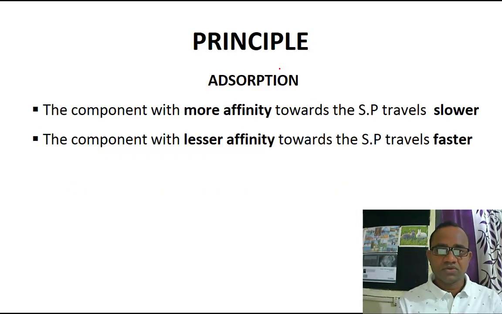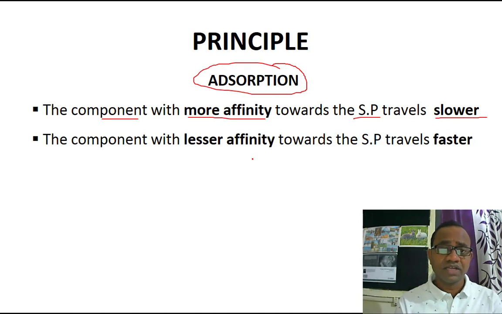Right? The principle is mostly based on adsorption, rather than partition. That means the sample gets adsorbed onto the particular oxide inert material. The sample which has more affinity with the stationary phase travels or separates slowly. That means they get bound or attached with the stationary phase, so they take time to separate out. The sample with lesser affinity with the stationary phase travels faster. That means there is no binding of the sample with the stationary phase. That means they are free to move, and therefore they get separated faster.